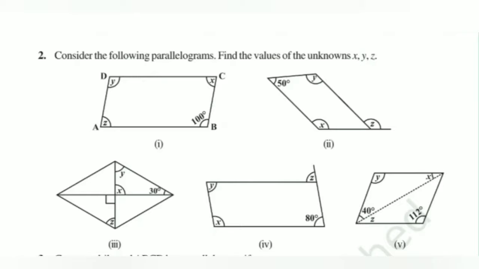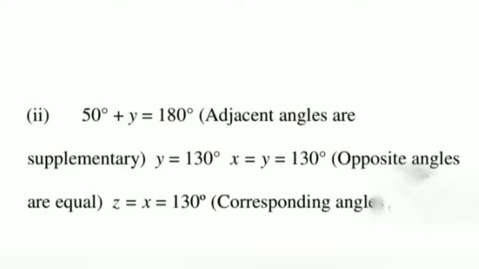Same as the previous question, this 50 plus y is equal to 180 degree. Why? Because adjacent angles are supplementary. So from here the value of y is equal to 130 degree will come. If y is 130 degree, it means x is also 130 degree. Both are opposite angles and opposite angles are equal.